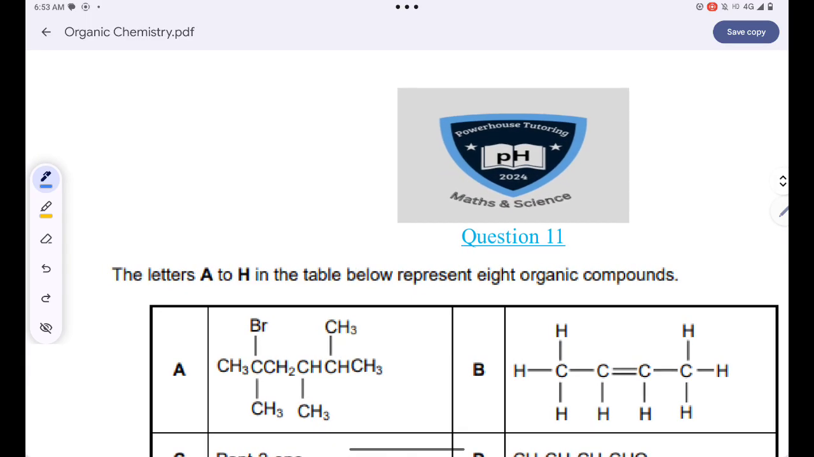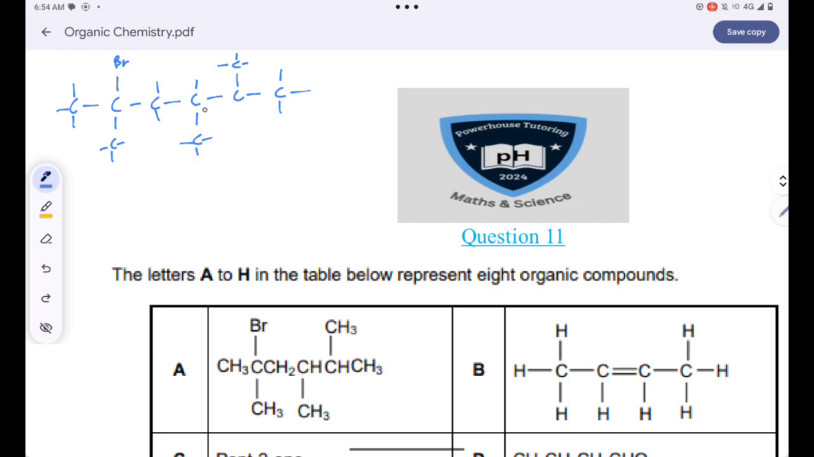So, compound A is a semi-condensed structure, so I just need to draw a complete structural formula. I have CH3, then I have a carbon that has a bromine, as well as CH3. And then I have CH2, and then a carbon that has a side chain as well as a hydrogen, and then I have a CH3, and then a CH3 over there.